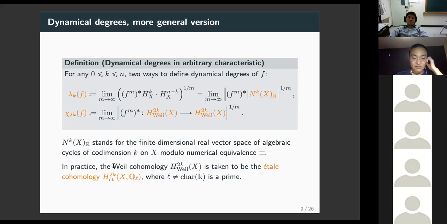And this Weil cohomology group is usually taken to be the étale cohomology group with Q_l coefficients, where l is a prime number different from the characteristic of our base field K. So we have two definitions for this dynamic degree. I use lambda_k to denote the first one, and chi_k to denote the second one.